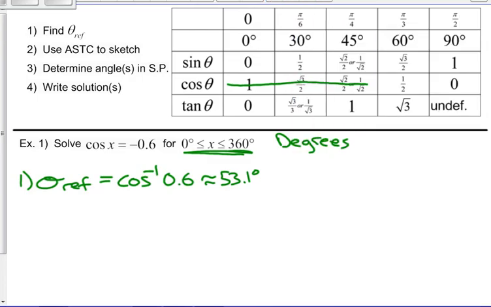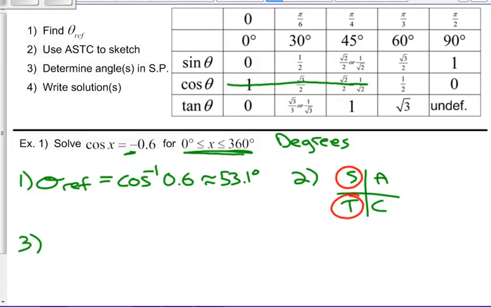Okay, now everything follows the exact same way it did in the other videos. We need to use ASTC. So let's see now. We've got a cosine that's negative. Where's cosine negative? It's negative right here and right here. It's positive in 1 and 4, negative in 2 and 3. Let's draw these angles. So they're happening in quadrants 2 and 3. And a reference angle is always measured with the x-axis.